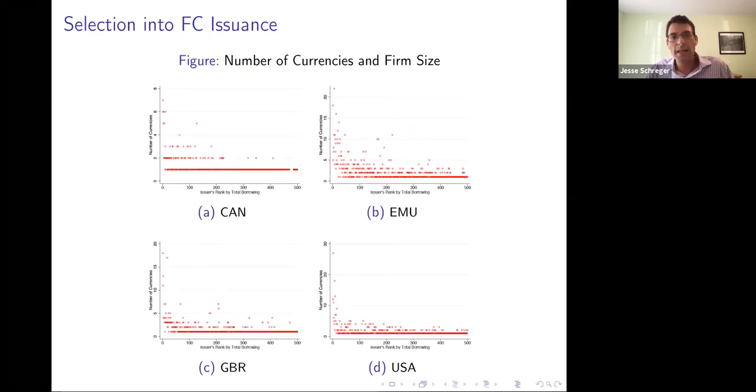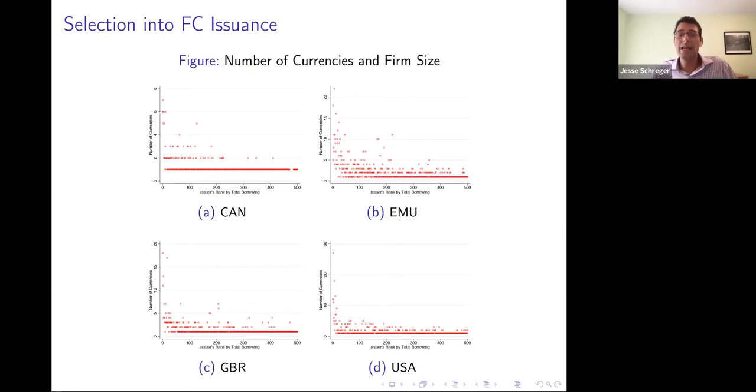However, when you actually plot the number of currencies that a firm borrows in on the y-axis, every dot is a different firm, and on the x-axis is the issuer's rank in total borrowing, so the bigger firms are on the left. What you see is that overwhelmingly firms borrow in very few currencies. Mostly they just borrow in one, their own. It's only the largest firms that borrow in foreign currency. And everything we've shown about home currency bias means that if you're not borrowing in an investor's currency, you're not going to be getting capital from them.